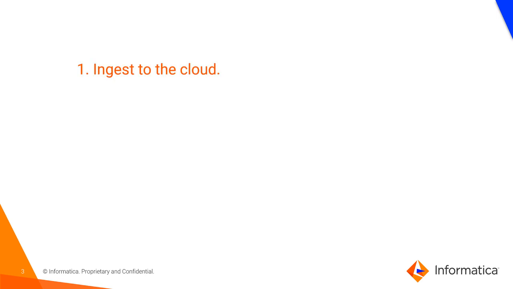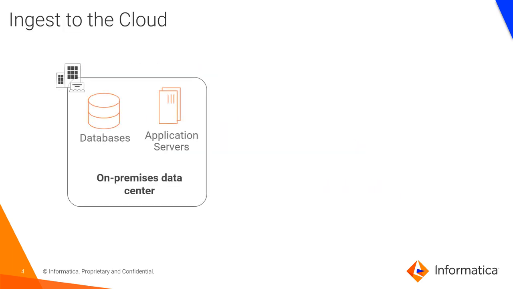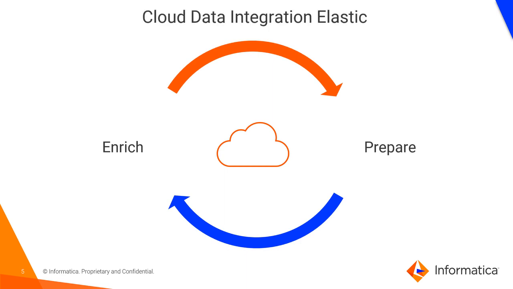First, we ingest the data into the cloud to make the data available to developers. Then we prepare and enrich the data using Data Integration Elastic. Finally, we consume the data, using it to create actionable insights for our enterprise. To ingest the data into the cloud, we can use mass ingestion to transfer our data to a cloud repository. Once our data is in the cloud, we can prepare and enrich the data using Data Integration Elastic.